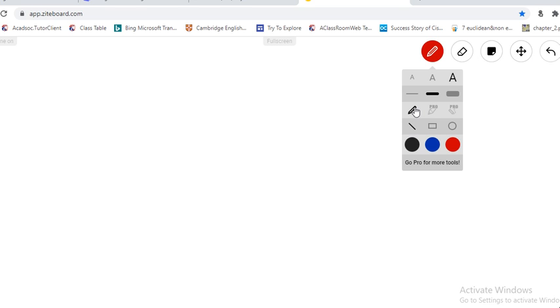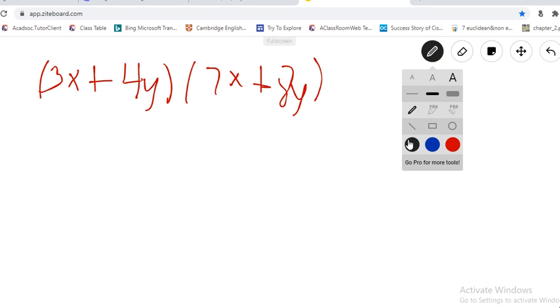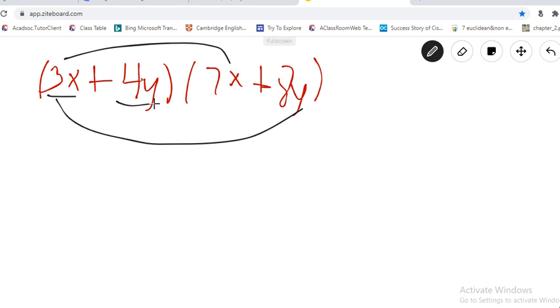So given here, again, is 3x plus 4y multiplied to 7x plus 8y. Let me change the color of the pen. Okay, so we have to distribute 3x to 7x and then to 8y. And then 4y, we will distribute it to 7x and then 4y to 8y.